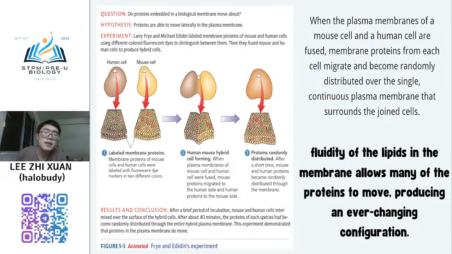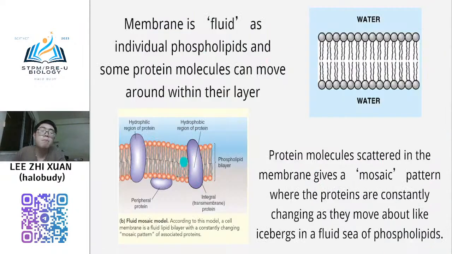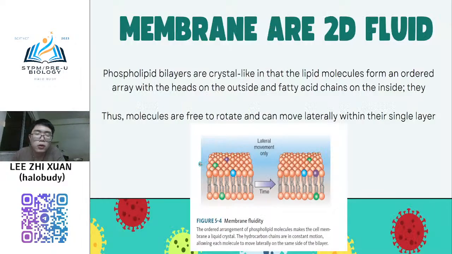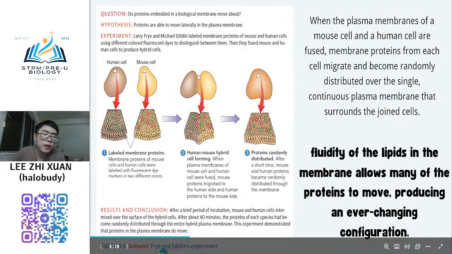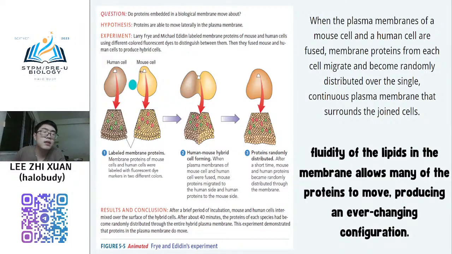Okay, and also this is the plasma when we talk about the protein. So when we talk about the protein, do proteins embedded in a biological membrane move about? Meaning that we want to know whether our protein molecule can be moved around or not. We know that phospholipid can move around, but can protein? There is one experiment conducted by Frye and Edidin. These two scientists used different organism cells, human cells and mouse cells. They used the human cell plasma membrane and also the mouse cell plasma membrane.